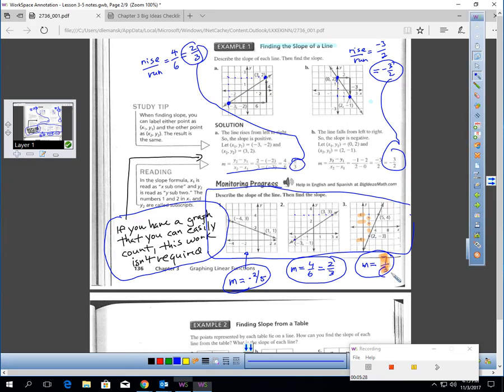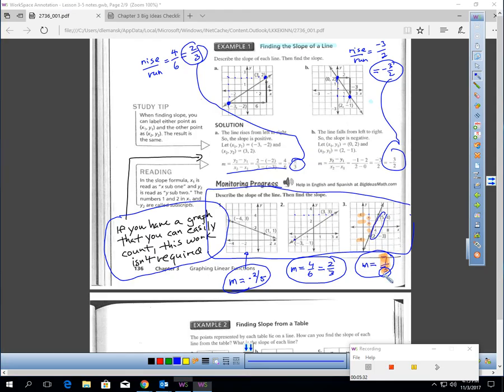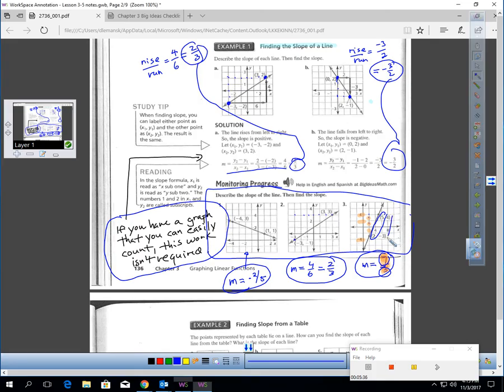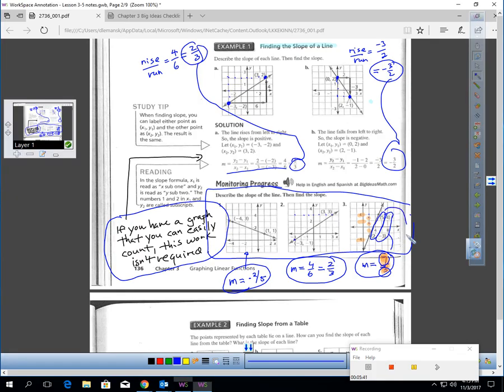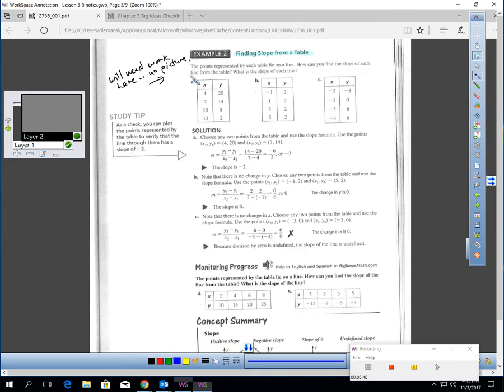You notice 3? Isn't 5 and 2 3 away from each other? And you notice 7? Isn't 4 7 away from -3? So that's kind of what the formula does for you. Let's talk about the formula, because if you don't have a picture, you're going to have to use the formula.